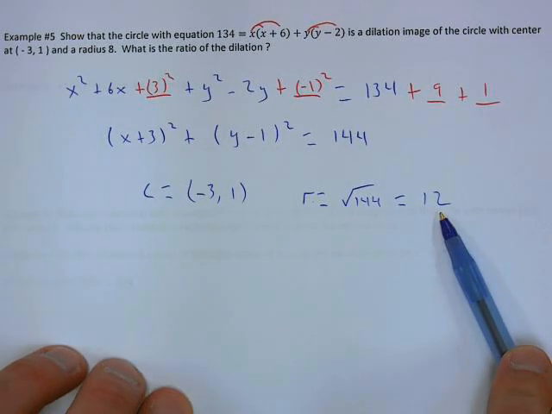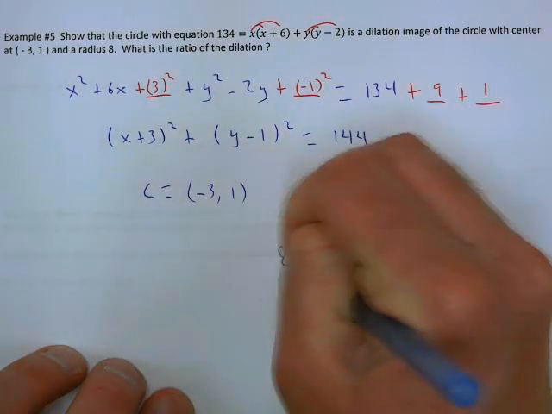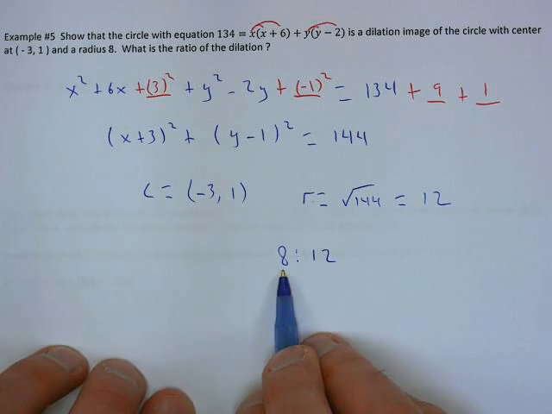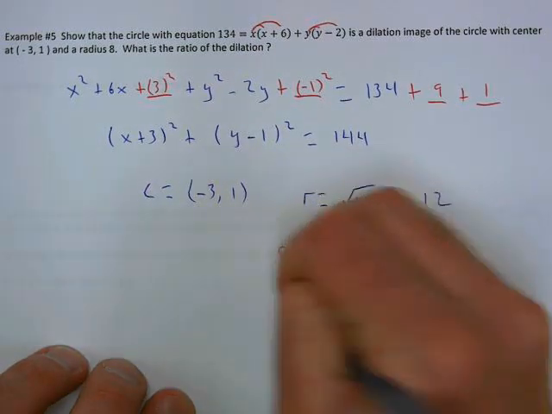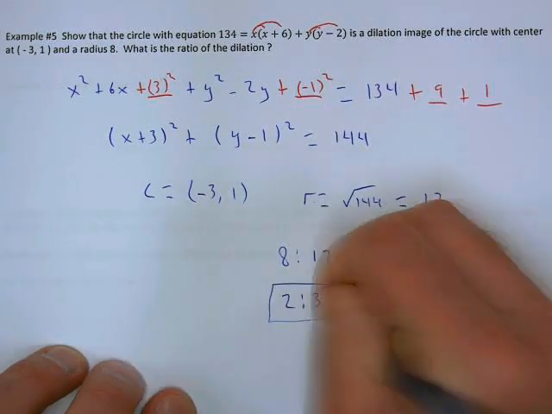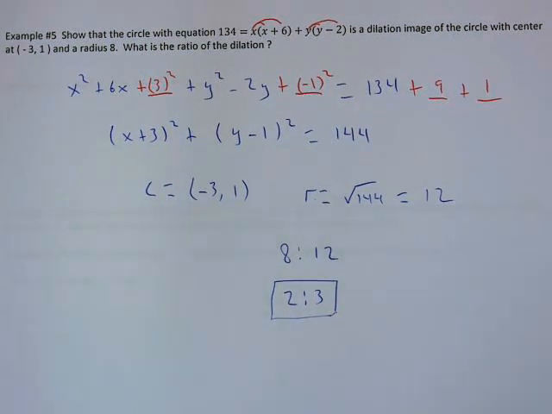And then what is the, what do they call it? The ratio of dilation? Well, it's 8 to 12. We just want to compare the two radii. Okay, and then we just want to reduce that to get our final answer. 4 goes into there twice, goes into there 3 times. So the ratio of dilation is 2 to 3. Okay. All right, and then that wraps up the 7.2 notes.